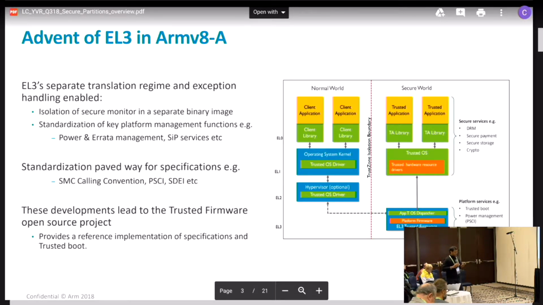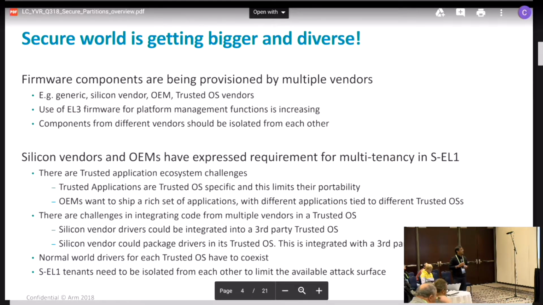So again, this was fine for a while, but what's happening now is that the size of the code base in the secure world is increasing. It's becoming bigger and more diverse. In EL3, firmware components are being provisioned by a variety of vendors. So again, there's the generic code, but on top of that, SIPs, OEMs, and such. The number of functions that are expected is increasing. And there's no way to isolate these components from each other. So if one component provided by one vendor has an issue, has a bug, then that can compromise the entire EL3, which, being the most privileged exception level in the system, would not be a nice thing.